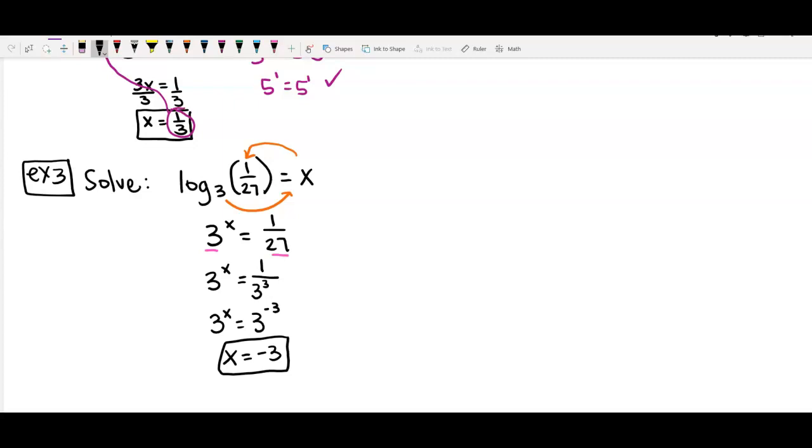Okay, let's look at another one here. So let's go over here for example 4. I have you solve log base 2 of, in parentheses, 3x plus 5. I'm doing log base 2 of all of that equals 4.